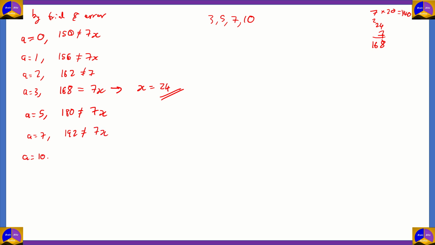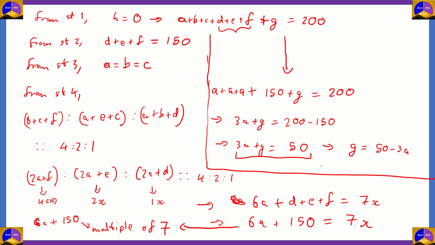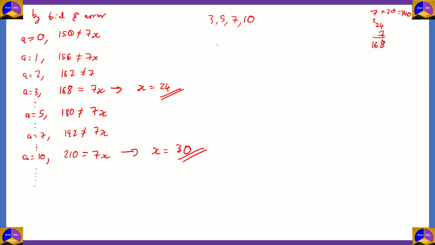However, if you go for a equals 10, then you would get 60 plus 150. That gives you 210, which is actually a multiple of 7, where x would be equal to 30. Now, the list actually goes on and on. However, if you look at this particular equation here, 3a plus g has to be equal to 50, right?